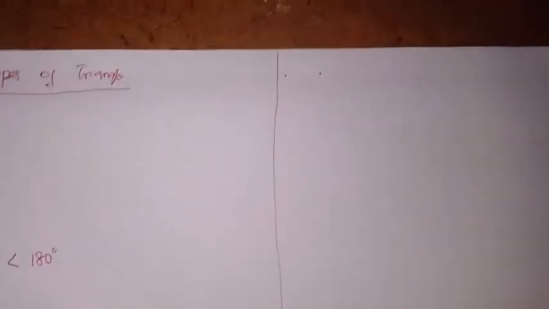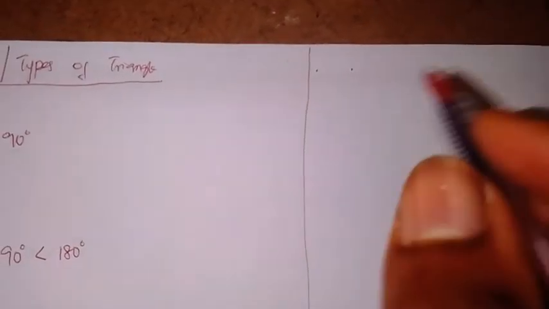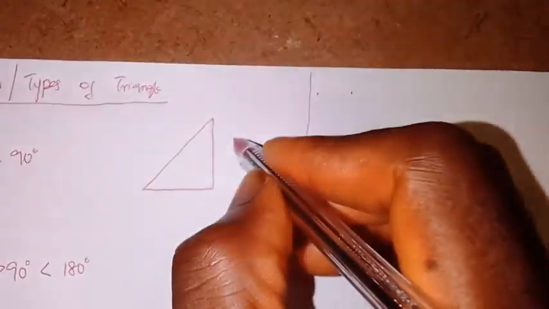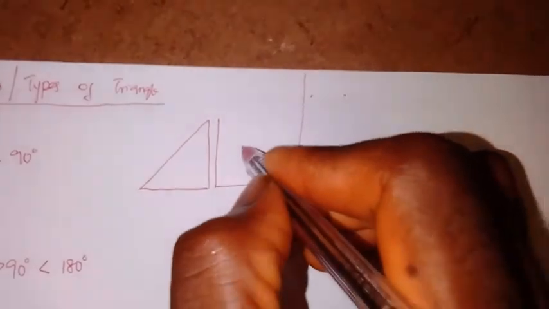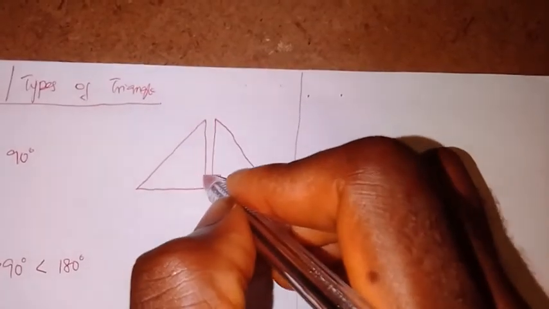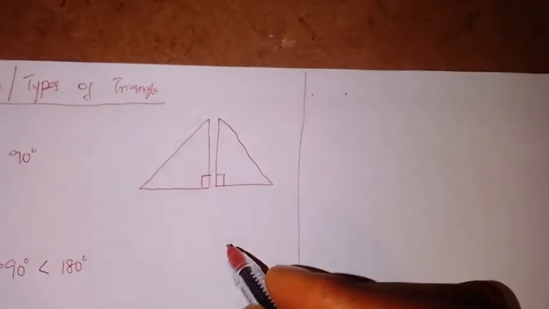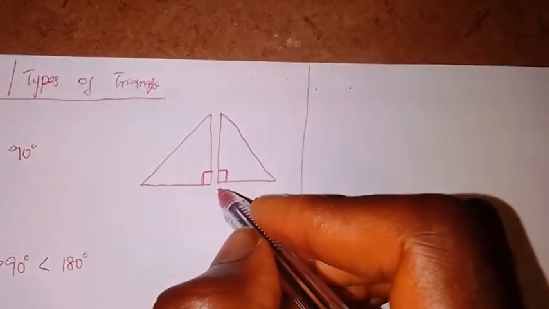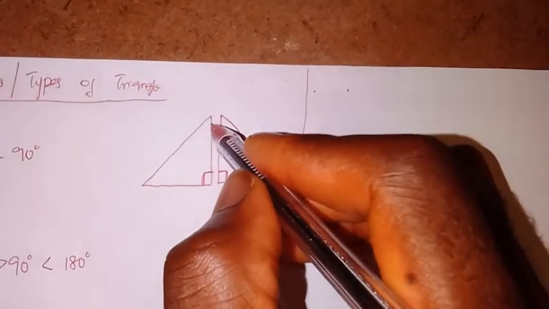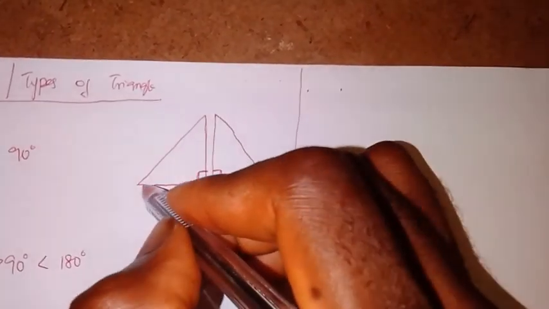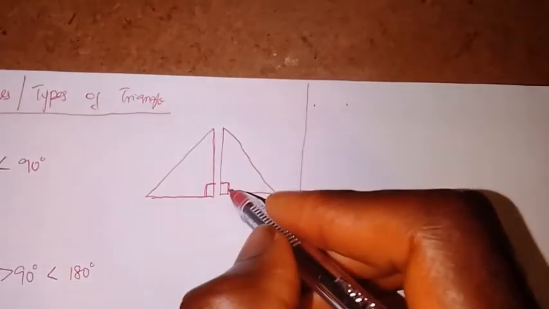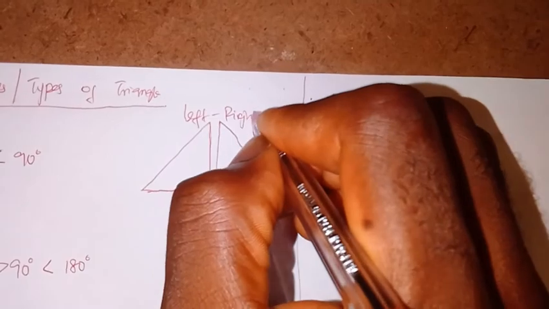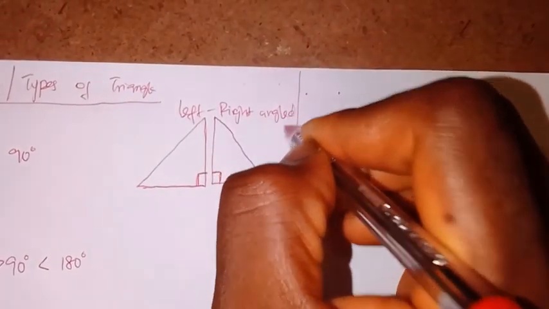Now, after that, let's look at the triangles that we have. We have our basic right angle triangle, where this is our 90, this is our 90. So a right angle triangle is a triangle that has an angle that makes 90 degrees. This is our right angle triangle.